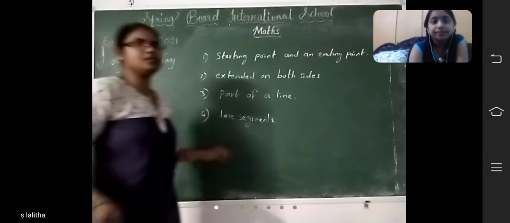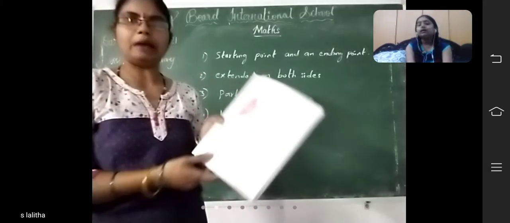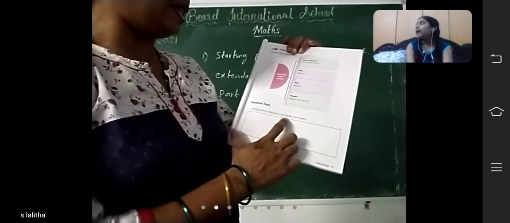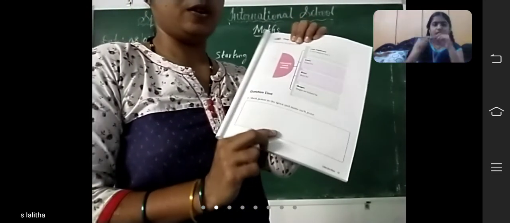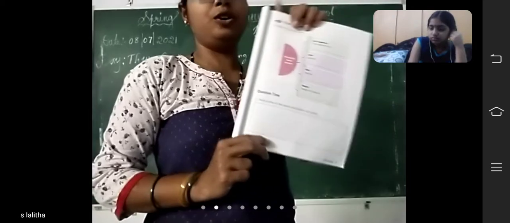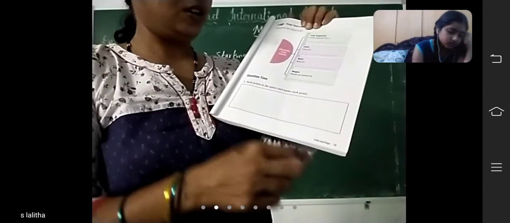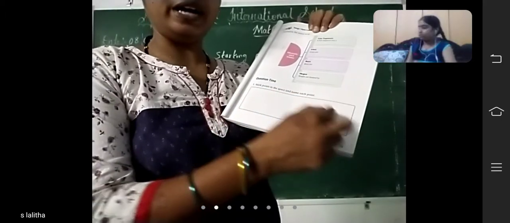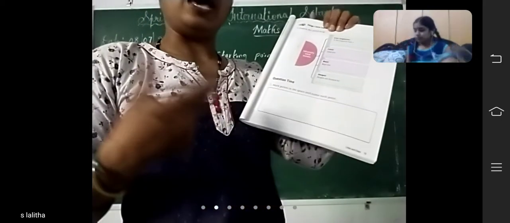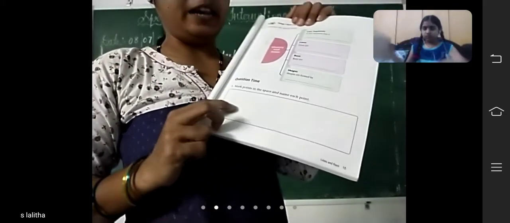Did you complete this one, children? Next, question time. Mark points in the space and name each point. So what is the first question? Mark points in the space and name each point. You should mark at least 5 points and name them, with any letters as you wish. You should take any capital letter and name the point. Okay, children, that is the homework.